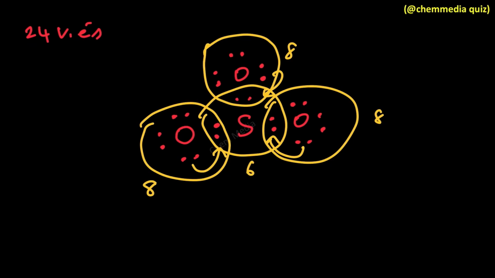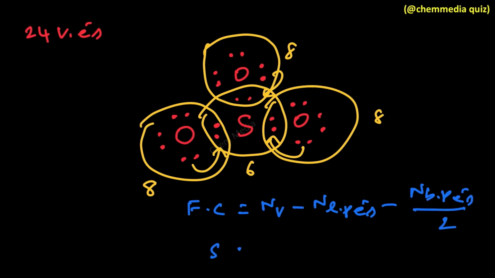Because if we calculate the formal charge now, what will happen is we would get plus 3 as the formal charge. We know that formal charge is equal to number of valence electrons in the atom minus number of lone pairs of electrons in the molecule minus number of bond pairs of electrons by 2. So therefore for sulfur it would be 6 minus no lone pairs minus, without sending the lone pair to the bond pair, we have only 3 bonds, isn't it? So this is the structure we wrote.